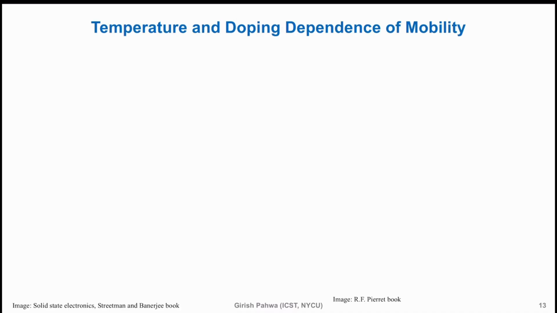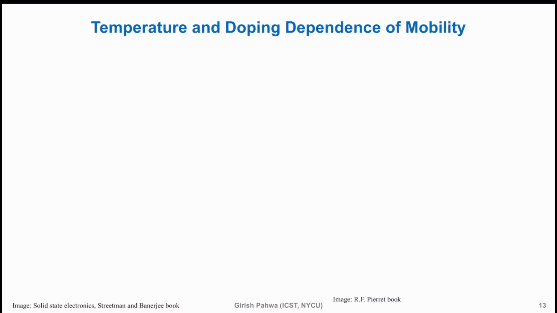Regarding the mobility, mobility is actually temperature and doping dependent. Of course, it should be. Should it be temperature and doping dependent? Doping dependent is very obvious, right? You are basically changing the charges that you put in your semiconductor. So that is going to cause the Coulombic scattering. What about the temperature? Of course, phonon scattering. So both of them affect the mobility.